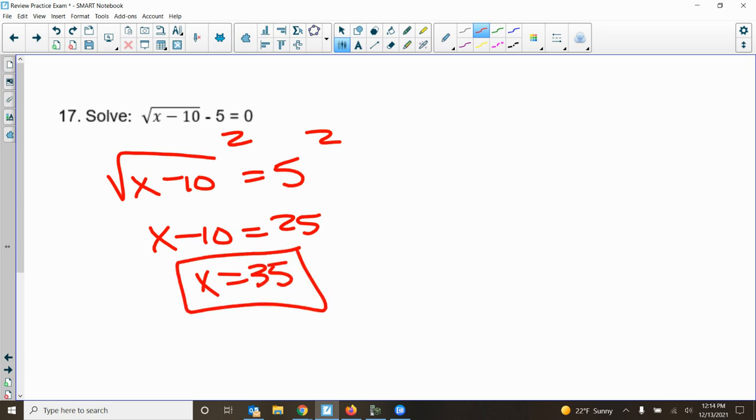Okay. If you tried to square both sides before getting the 5 over, your algebra would be terrible, and you'd end up getting a square root back anyway. You want to get rid of the square root, and we do that by adding 5, then squaring. And notice we should probably check, does it work? What's 35 minus 10? 25. What's the square root of 25? 5. What's 5 minus 5? 0. It works. When you see a square root like this, you want to get that square root by itself. Then square both sides.